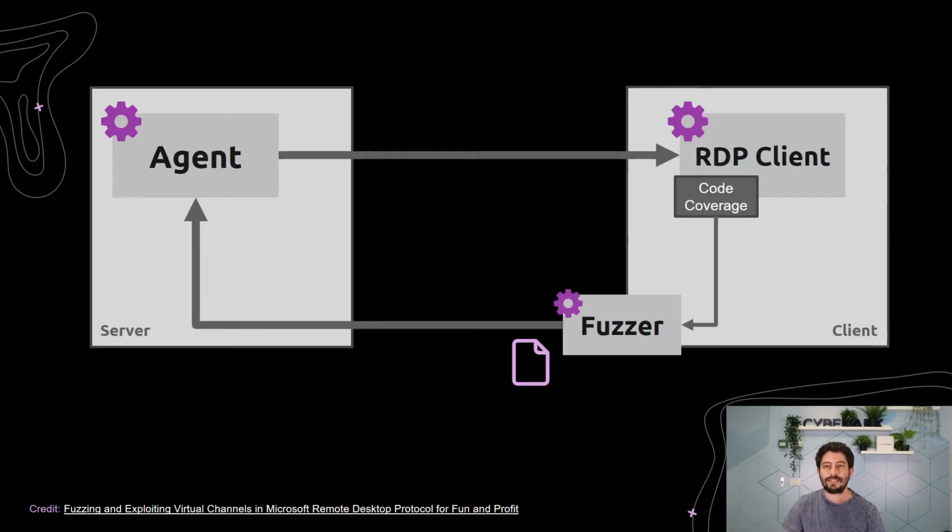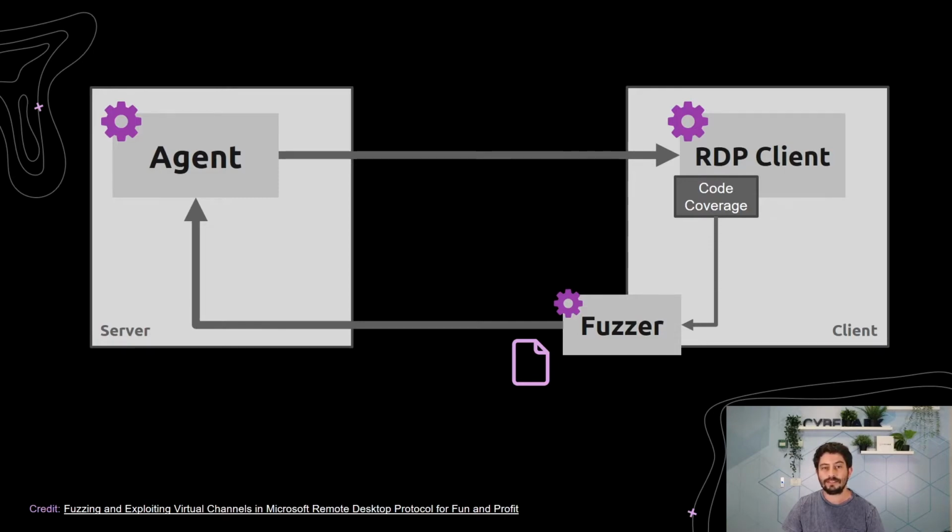So the basic setup for fuzzing RDP looks something like this. And I should say that the credit for these architectures should go to Park, Young, Kim, and Lee from Korea University, and you should really check out their Black Hat talk that we linked here. In any case, on the right-hand side, we have our target, in this case, the RDP client, and as before, the fuzzer and the code coverage engine.